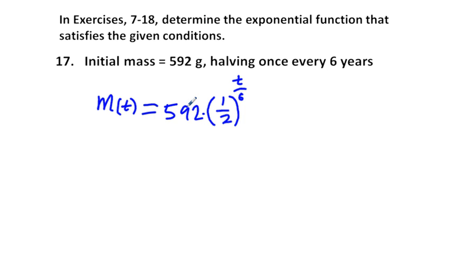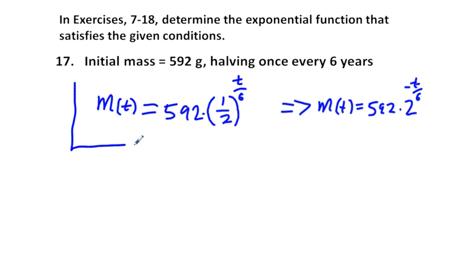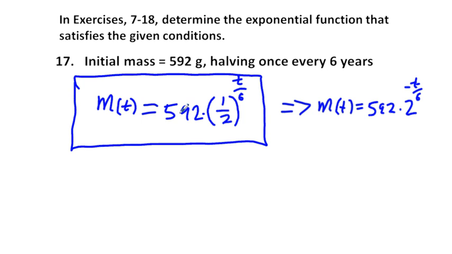You could also write this, and the way the book wrote it is m of t equals 592 times 2 to the negative t over 6. But I like to use the half-life form better. I prefer this one right here, so I'm going to stick with this. But there are different ways of writing these functions.